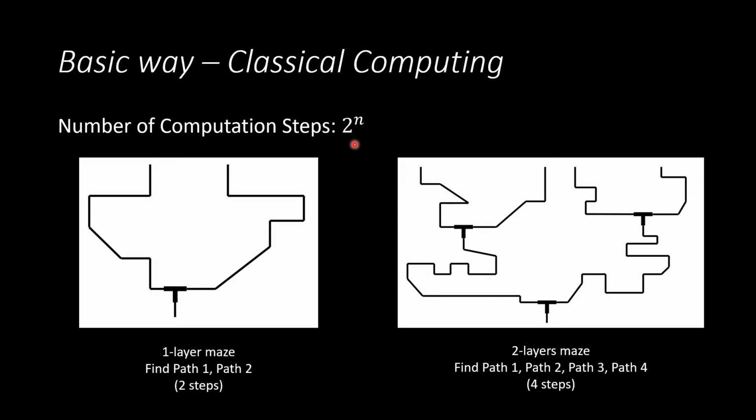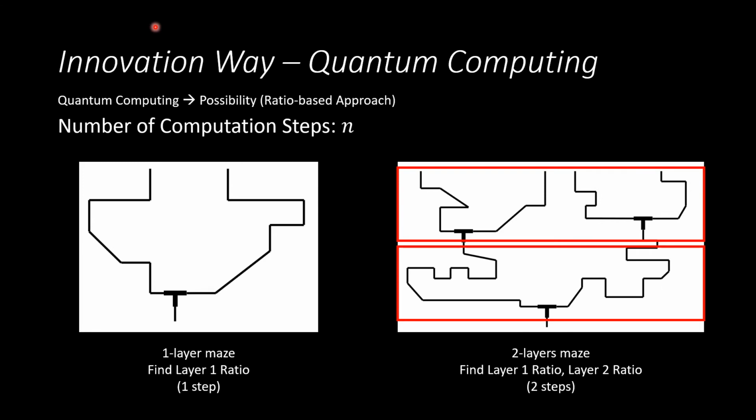On the other hand, for the new invented quantum algorithm, it will fully utilize the possibility features of the quantum computing. Therefore, a ratio-based approach in finding the maze is used. The ratio-based approach is basically calculating the possibility of going left or going right per layer. For example of one layer maze, it will only require one step of finding the layer 1 possibility ratio. For two layers maze, it will only require 2 steps, which are finding the layer 1 possibility ratio and also the layer 2 possibility ratio.